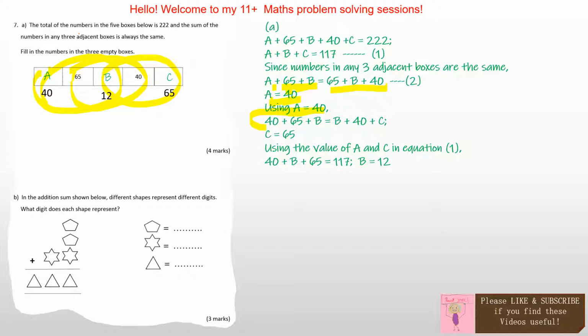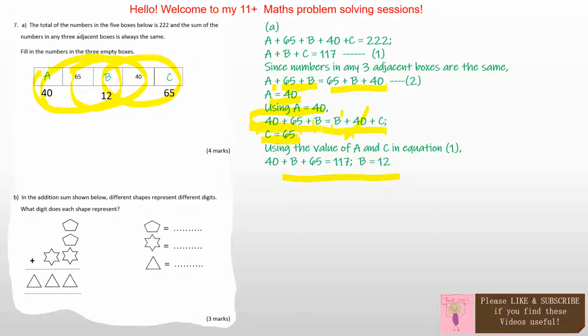We reuse it in an equation again. So instead of A plus 65 plus B, I use 40 plus 65 plus B, and that equals B plus 40 plus C. Solving, I get C equals 65 because the 40 and 40 cancel out, B goes away, and C is 65. So using the values of A and C in equation 1, I get B is 12. So that's my answer: A is 40, B is 12, and C is 65.